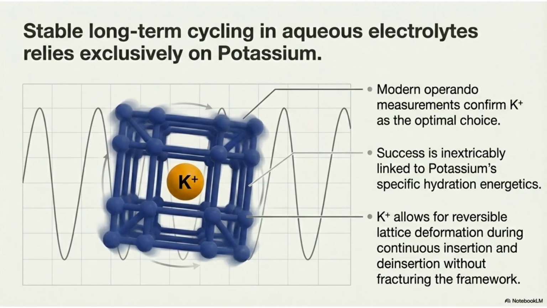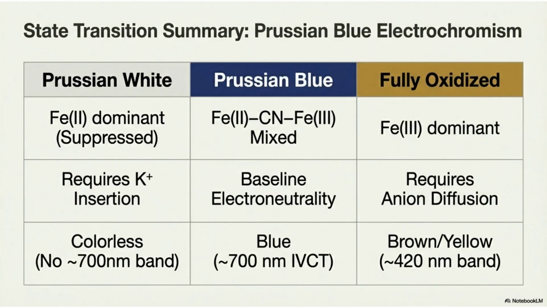Stable long-term cycling in aqueous electrolytes relies exclusively on potassium. Modern measurements confirm K+ is optimal, allowing reversible lattice deformation without fracturing the framework. In summary, Prussian white is Fe2+ dominant and colorless, requiring K+ insertion. Prussian blue is mixed Fe2+, Fe3+, and blue. The fully oxidized state is Fe3+ dominant, brown/yellow, and requires anion diffusion.